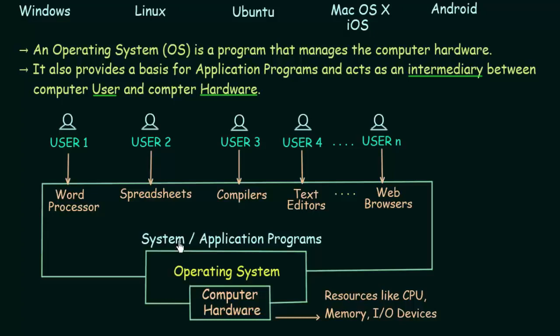And then on top of this we have the system or the application programs. Now there are two kinds of softwares we have, which is system softwares and application softwares. And system softwares are the softwares that are used to directly modify or directly give some command to the computer hardware.